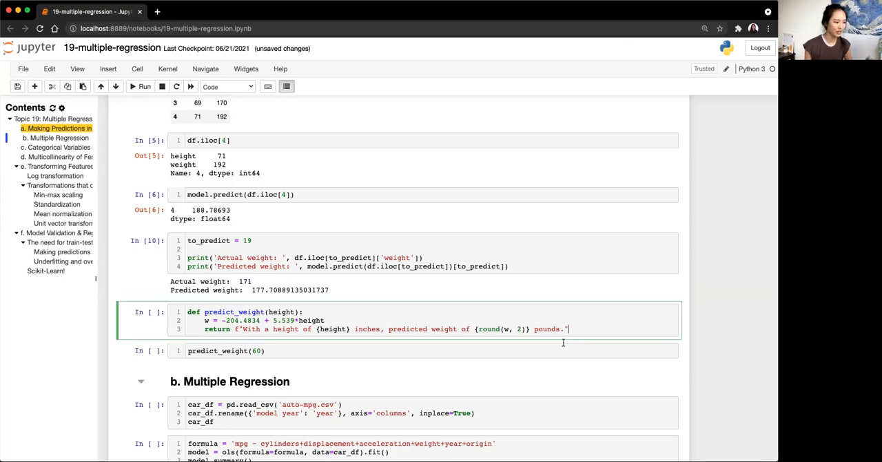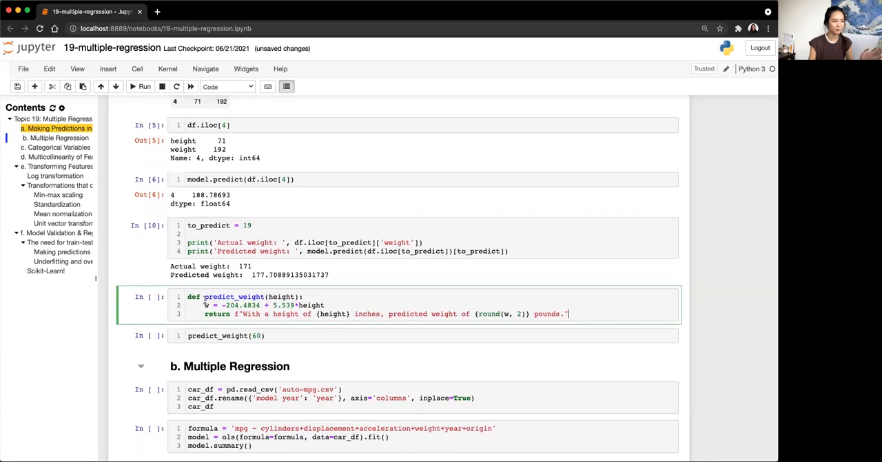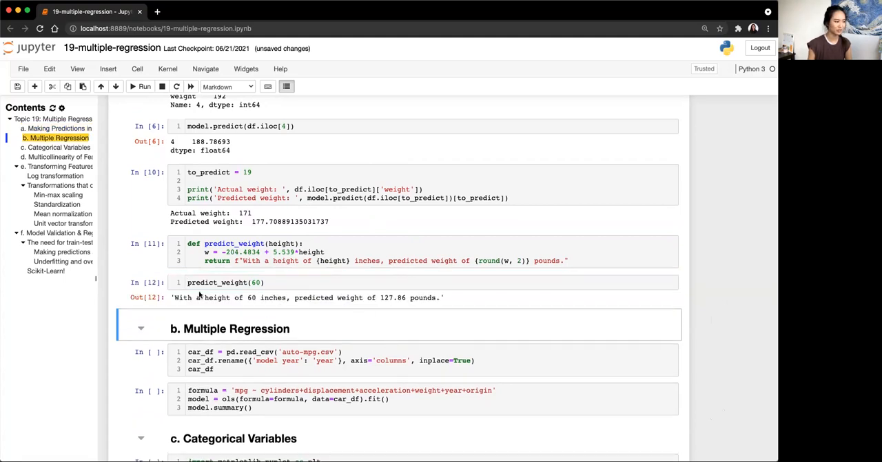Another way you can do it is just by manually using the coefficients. If you know the equation of the line, which is what I'm using here, you can write a function that predicts weight using height. Here you can see that I'm putting in our coefficients, our y-intercept and our slope value, and weight is equal to this times height, minus 204. Oops, what did I just do? Okay. So with that, any height value that I put in, I can predict weight. With a height of 60 inches, this is the predicted weight.